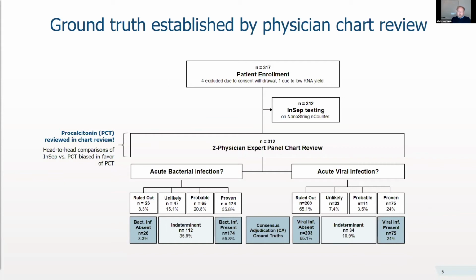To evaluate only the clear cases, we chose the so-called consensus adjudication, which means we only analyzed patients with a proven infection or with an absence of infection, ruled out. An important part to mention is that the adjudicators were unblinded to the PCT and CRP results for every patient, but blinded to the INSEP test results. So out of 312 patients with an initially clinically suspected infection, we found 56 patients with a bacterial infection and 24 patients with a viral infection.